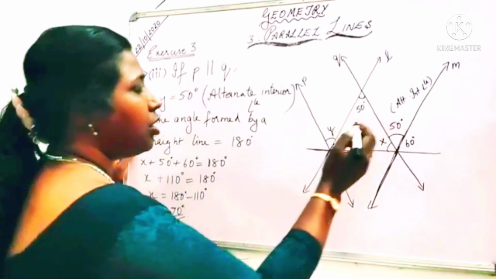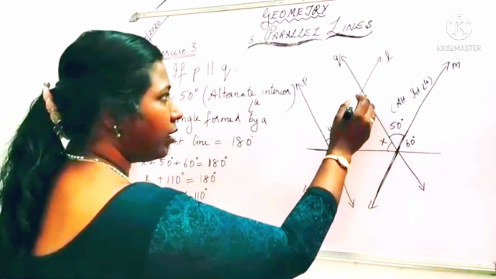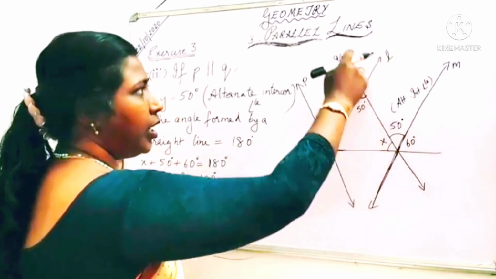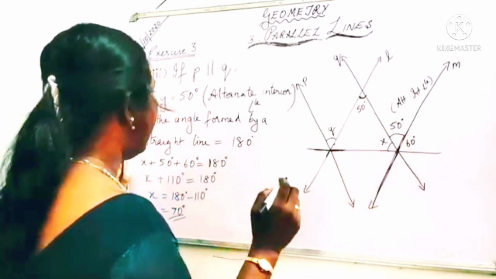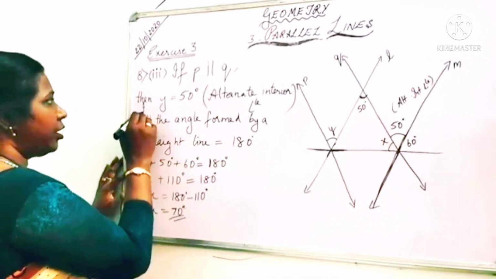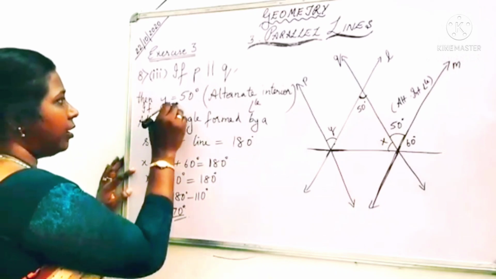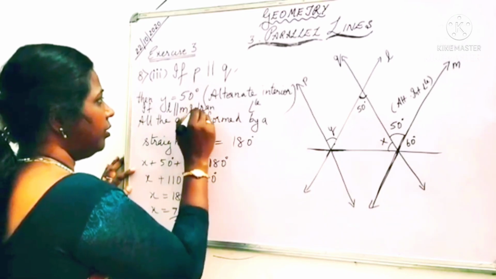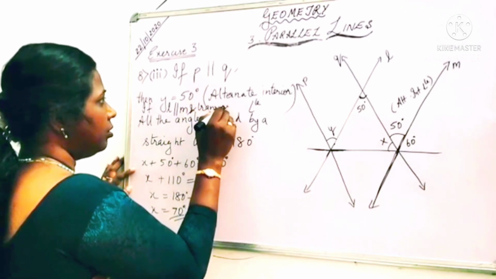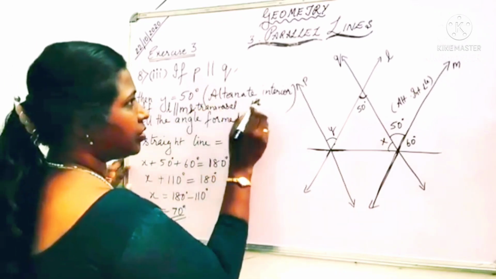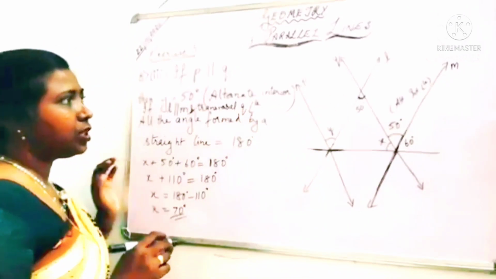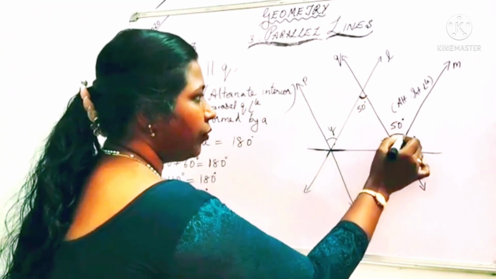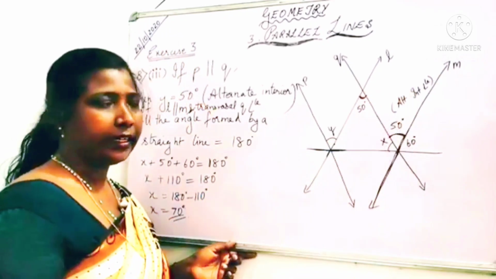Then all the angles now. Next we write, see this angle, if L is parallel to M and the transversal is Q, then can I form this angle as 50 degree? Here also 50 degree, by alternate interior angles.